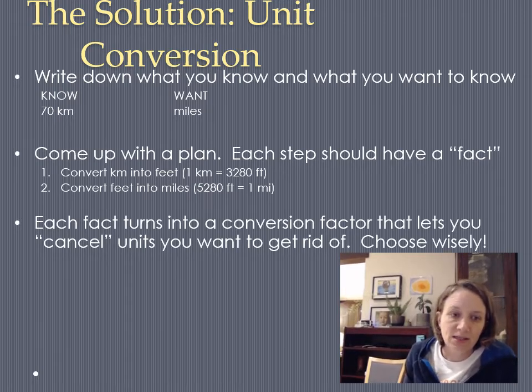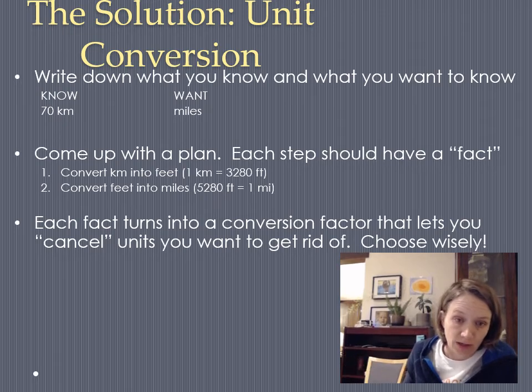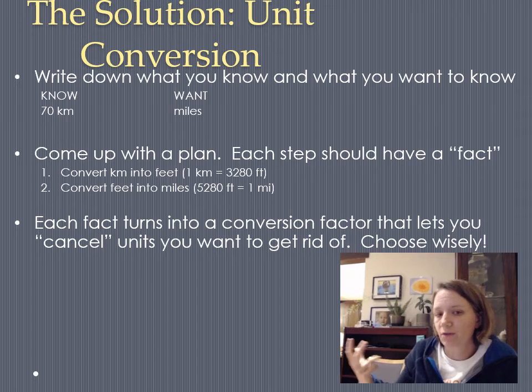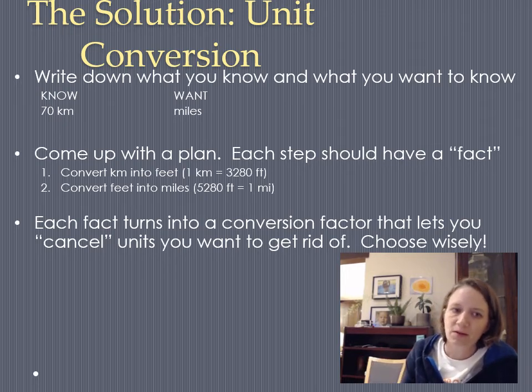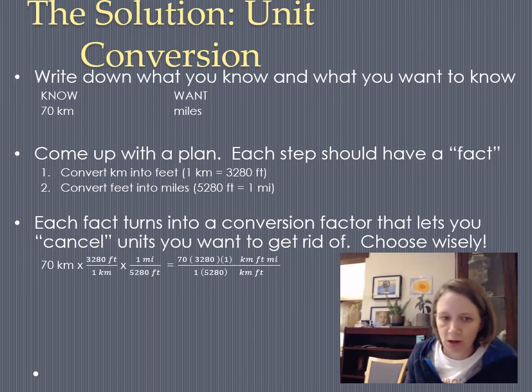Each of these facts can be turned into a conversion factor. Each of them can be turned into 2 conversion factors. But the tricky thing is that you're trying to choose the correct conversion factor. There's 2 choices for each one, and you want to choose the one that lets you cancel certain units from the values that you know and turn them into the units of the values you want to know.